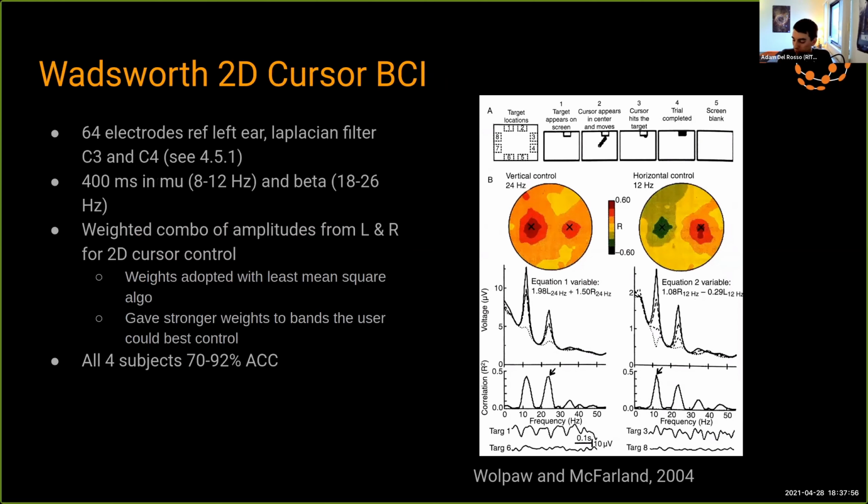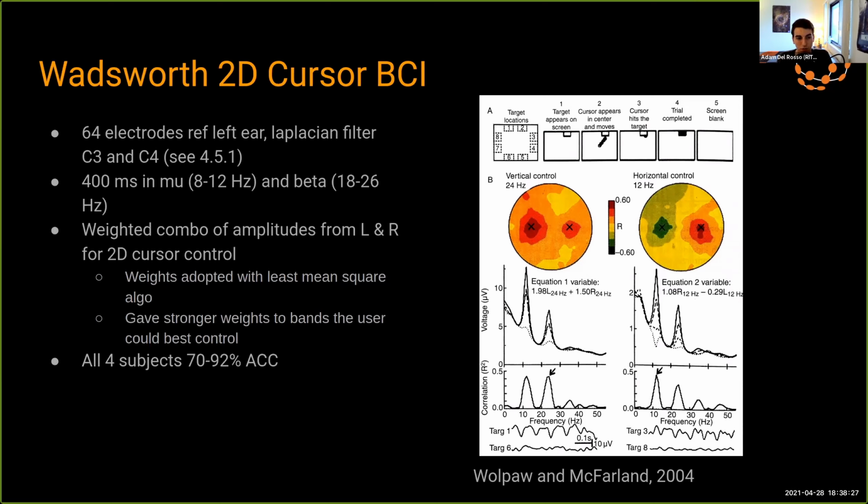So that was just a one-dimensional cursor control, but they upped the ante to 2D. This was many years later, and it involved more electrodes, and they used, like I said before, that Laplacian filtering technique around the C3 and C4 locations. So notice that we have C3 and C4, so right and left hand motor imagery. So this enabled 2D cursor control. So that's what this stepped into.